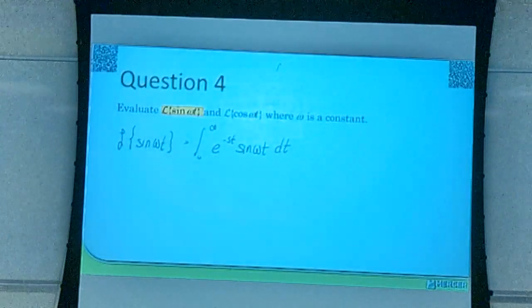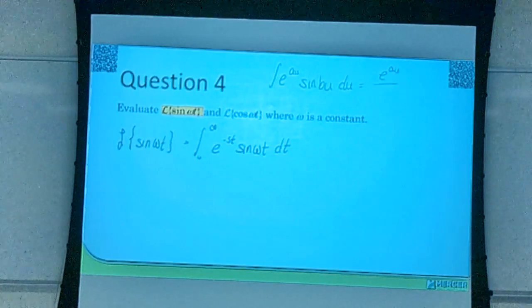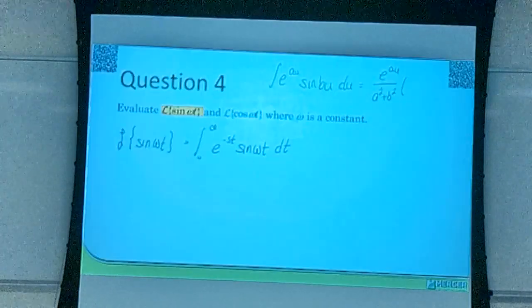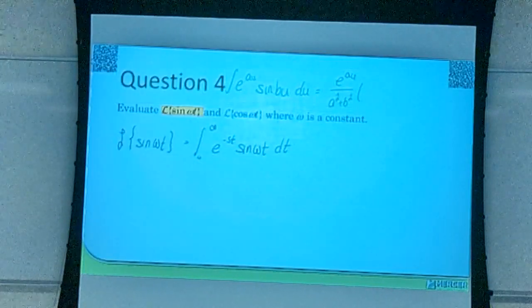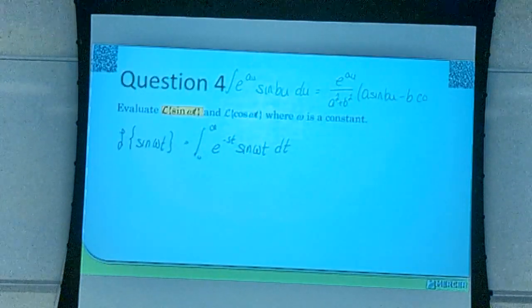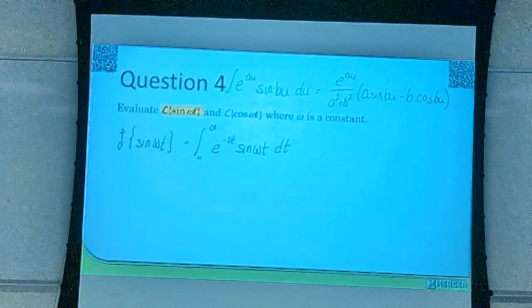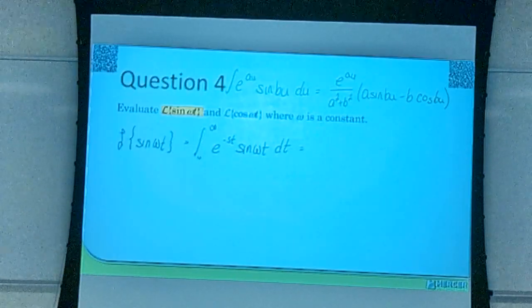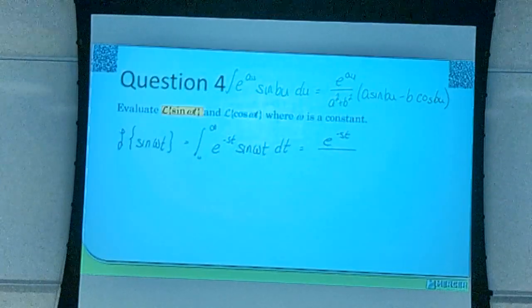This is number 44. I'm ignoring the constant of integration. A is negative s, and B is omega.